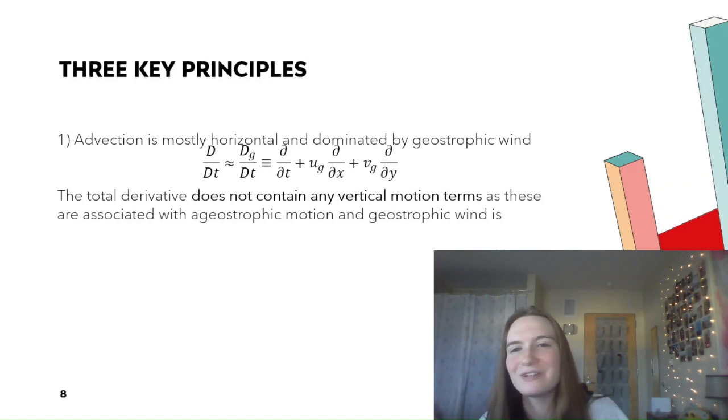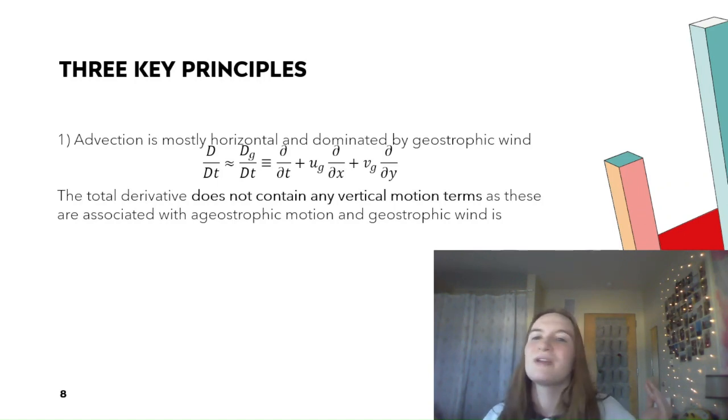It's non-divergent, which means there cannot be any vertical motion. So those vertical motion terms that contain omega or w or dp are not in this equation. All right?